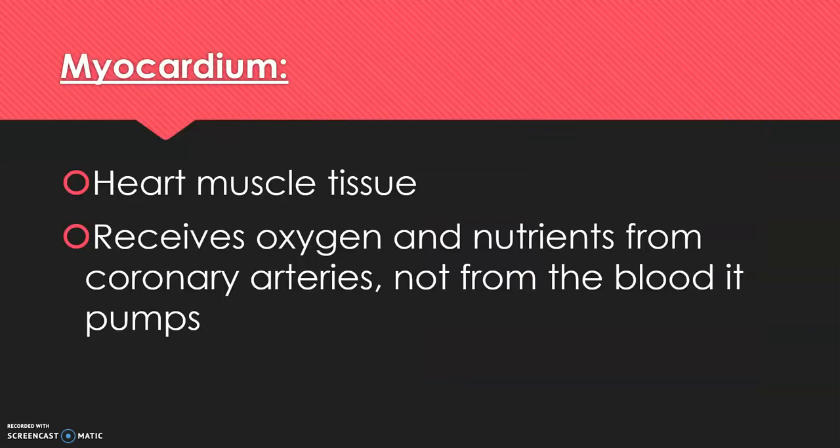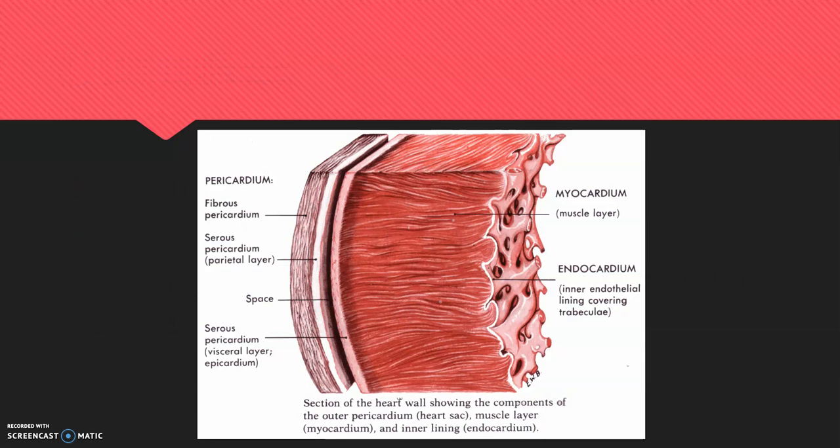Myocardium is the typical heart muscle tissue. This is the major portion of the heart, and it consists largely of the cardiac tissue. The main function is that it's going to receive oxygen and nutrients from the coronary arteries, not from the blood that it pumps. And in the myocardium, the muscle fibers are very branched and tightly joined together, and that's where we get those intercalated discs that we had learned about. You can see there, the myocardium is the main muscle portion of the heart.